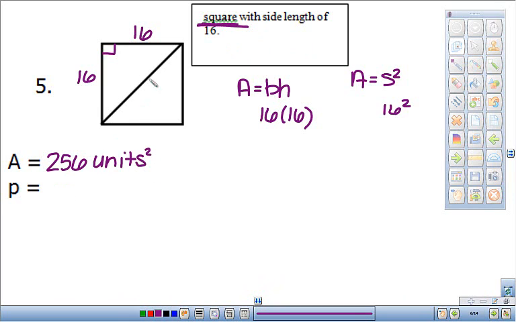Now for perimeter, it's all 4 sides, and they're all the same, so you can just say 16 times 4, which is 64, and this again is linear units, not squared.